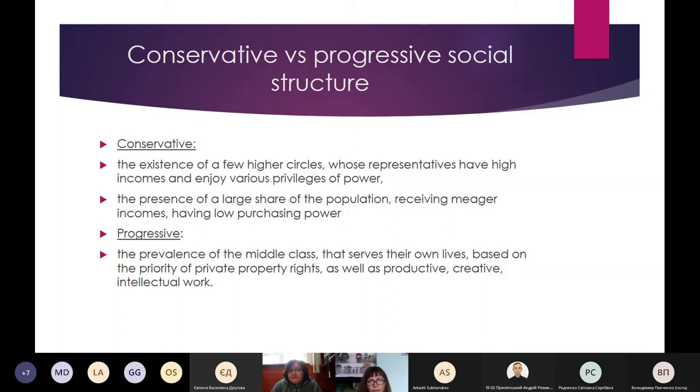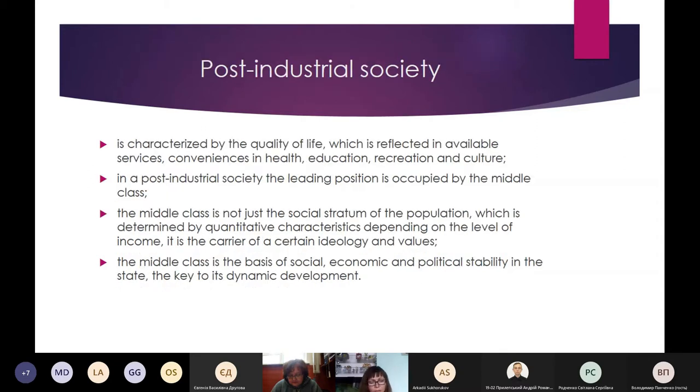In its turn, progressive social structure is characterized by the prevalence of the middle class that serves their own lives. Post-industrial society is characterized by the quality of life, which is reflected in available services, conveniences in health, education, recreation, and culture. Another peculiarity of the post-industrial society is the leading position of the middle class, which is considered to be the basis of social, economic, and political stability in the state. It is also considered to be the key to its dynamic development.